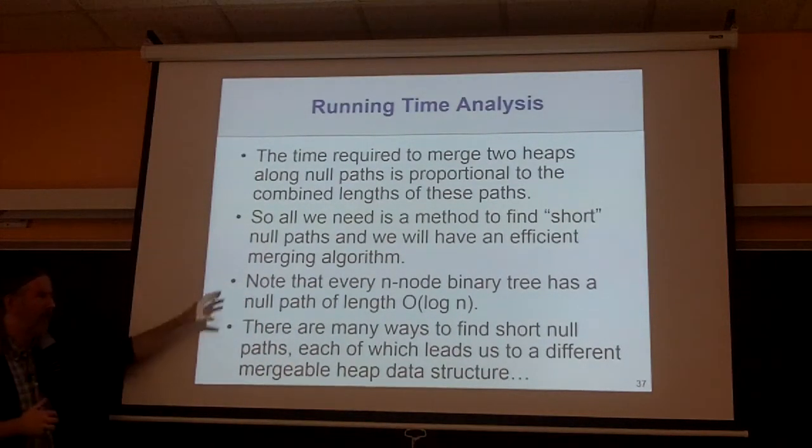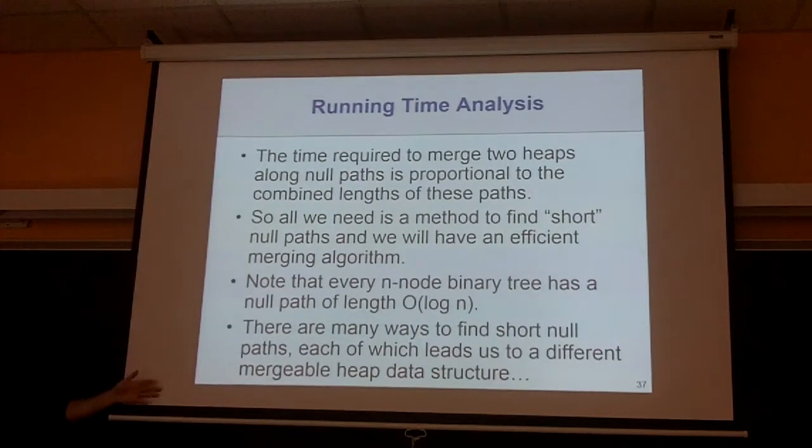That sort of argument is done a lot in data structures and trees. So there are short null paths. We just have to find them.